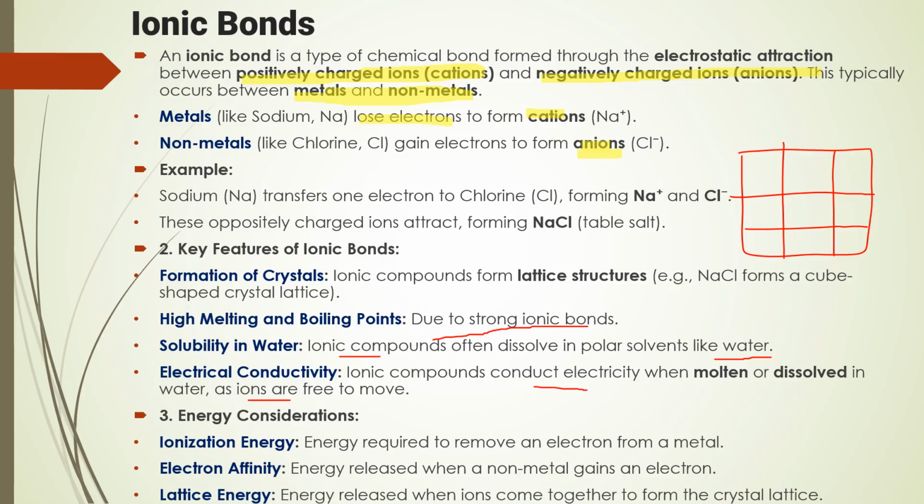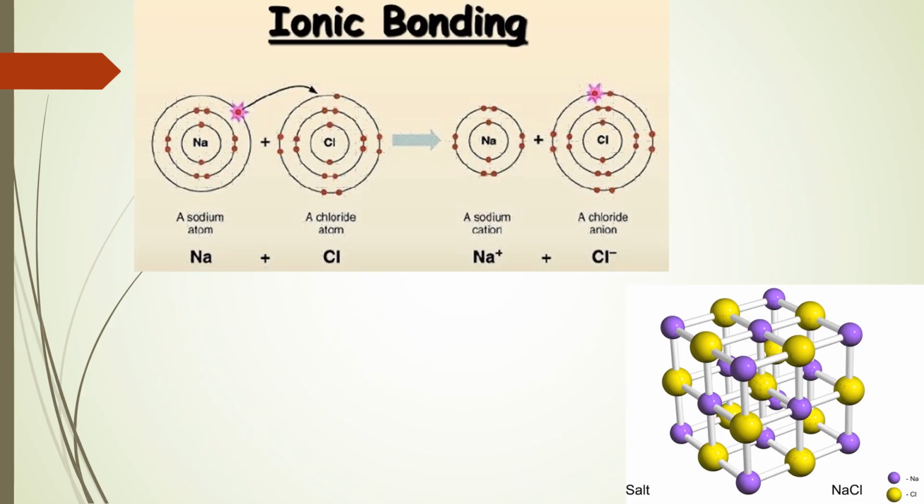Energy consideration: ionization energy, the energy required to remove an electron from a metal; electron affinity, the energy released when a non-metal gains an electron; and lattice energy, the energy released when ions come together to form the crystal lattice.